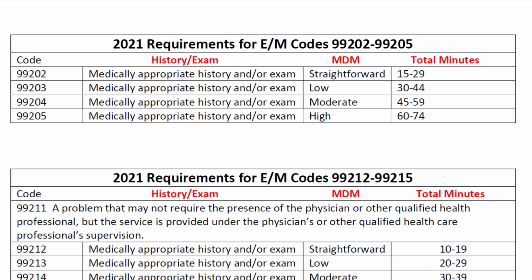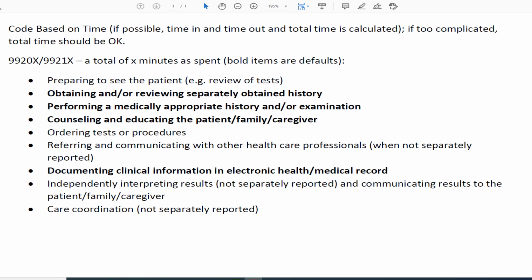Now the question is, what's included in that time? What do we do for that? Here's the thing. Ideally, we should be documenting time in and time out, as well as the total number of minutes spent on that exam. The reason for time in and time out is just in case some reviewer or auditor is trying to challenge you. That time in and time out could be very helpful to you. So that's a good thing to do.